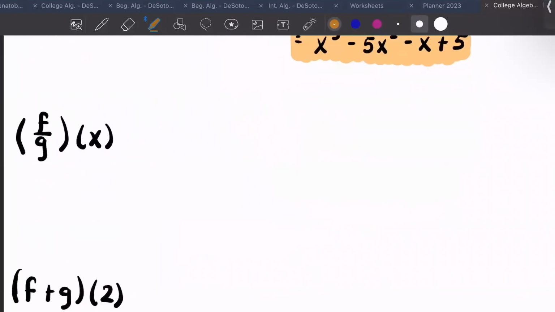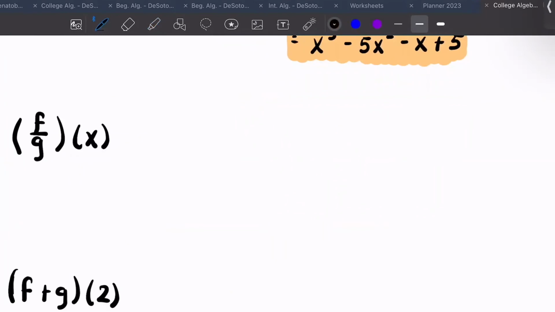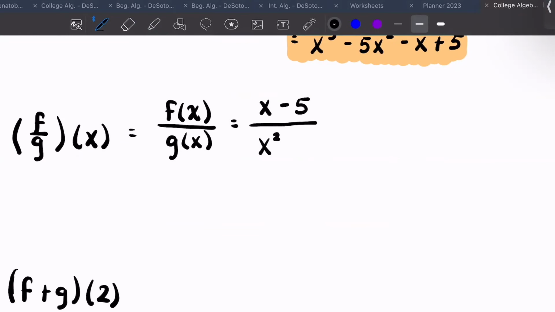Okay, we can also divide them, and we would do f of x over g of x. f of x is x minus 5. g of x is x squared minus 1. And that is all you can do to that. No more simplification, so you're just left with x minus 5 over x squared minus 1.